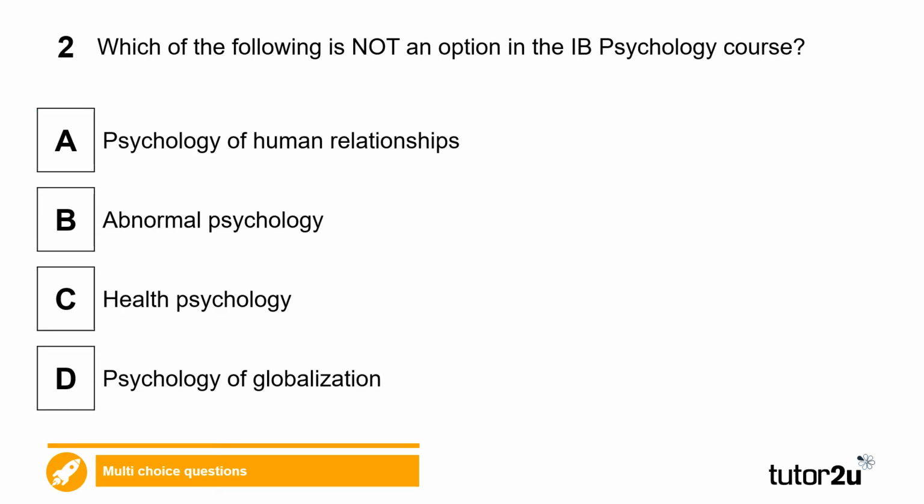Which of the following is not an option in the IB Psychology course? A. Psychology of human relationships, B. Abnormal psychology, C. Health psychology, or D. Psychology of globalization? Psychology of globalization is not an option. Globalization is a higher level extension in the sociocultural approach.